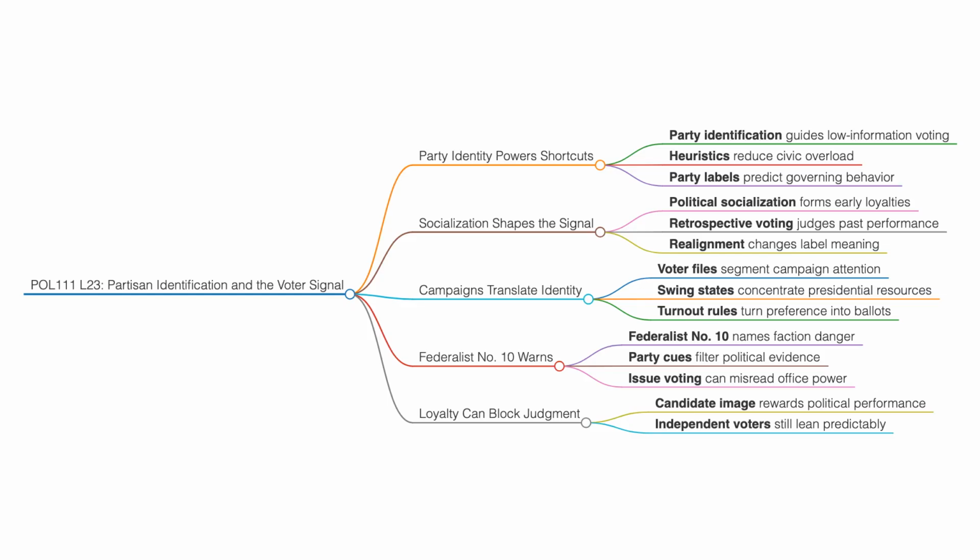The pressure moves through party labels, family habits, campaign data, media cues, registration rules, and the shortcuts citizens use under information overload. The fantasy version of voting imagines a citizen sitting quietly with full information, reading every policy paper, weighing every candidate, comparing every record, and reaching a clean decision.